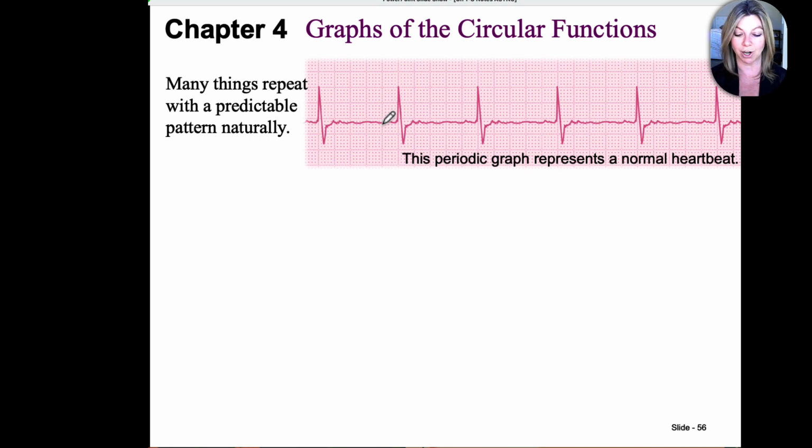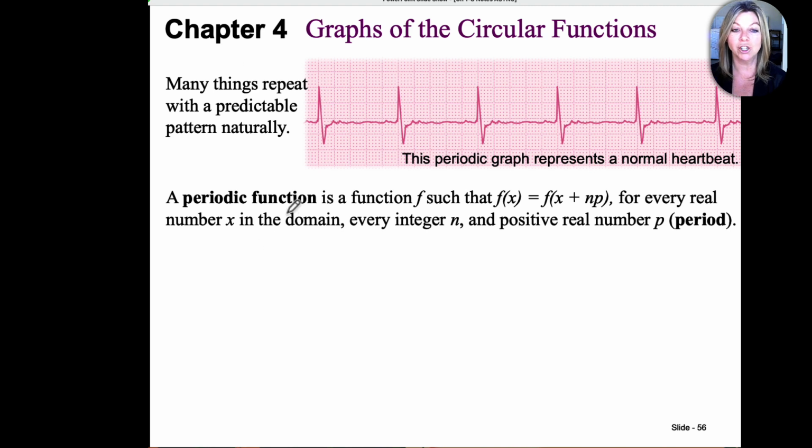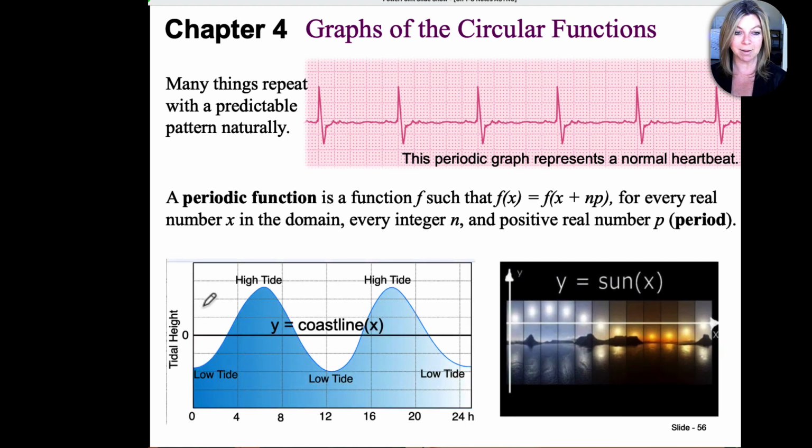Let's talk about it in general. A periodic function is a function f such that f of x is equivalent to f when you input x plus np. What are x, n, and p? Well, x is real numbers that are in the domain, n is any integer, and the positive real number p represents the period.